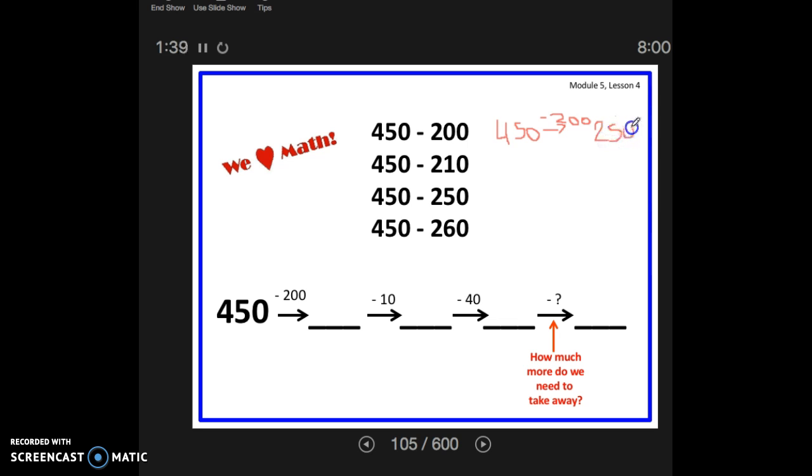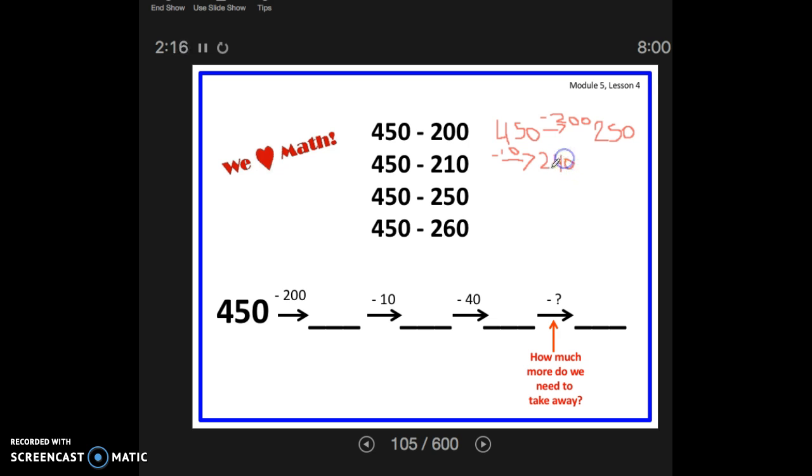Okay. I want you to look at this second one right here. What's the difference between 200 and 210? Yeah, the difference is 10. We're subtracting 10 more. So how would we do this here? Well, we would subtract 450 minus the 200, and then we're going to take away, you guessed it, 10. And what do we get? 240.